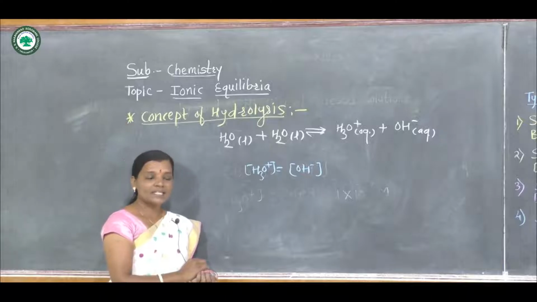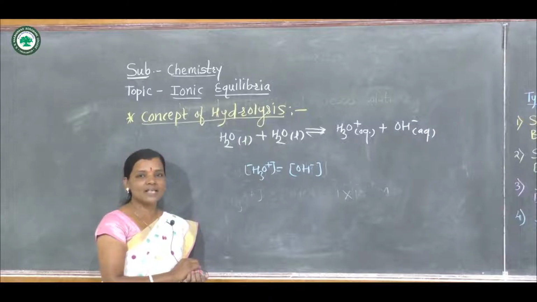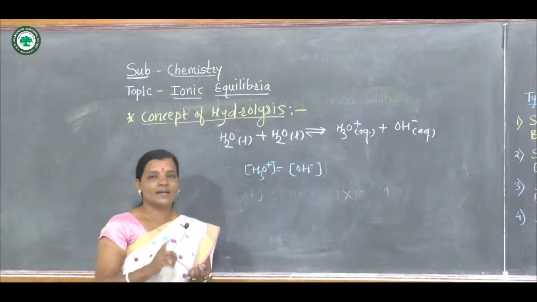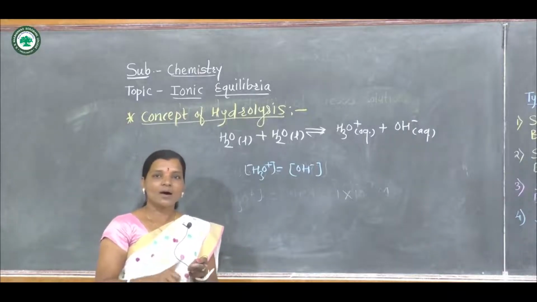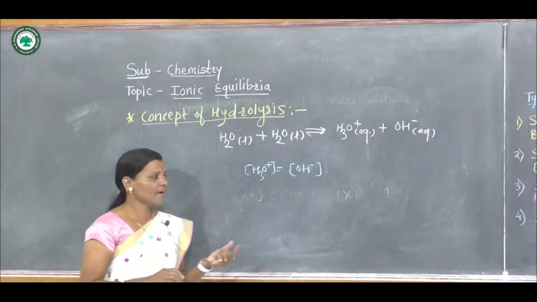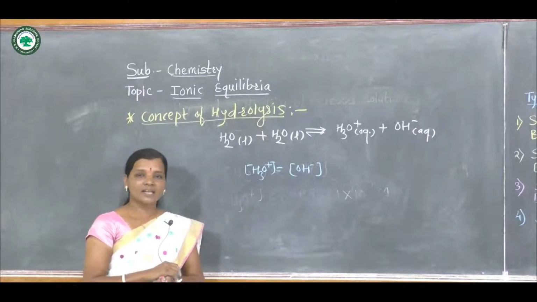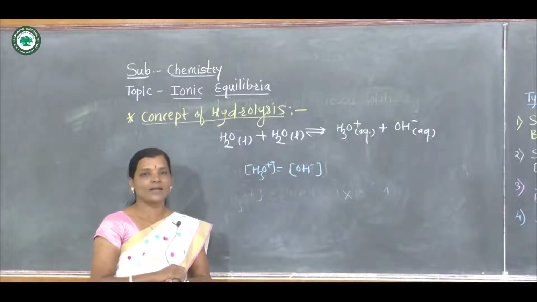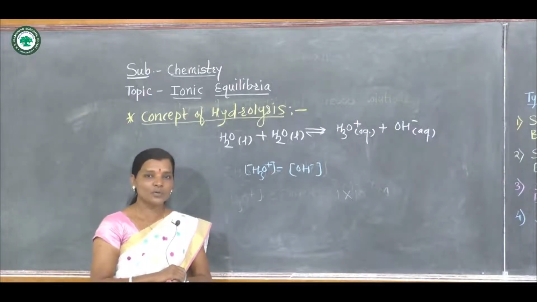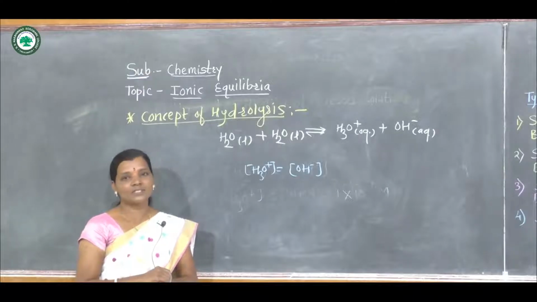Now that is the concept of hydrolysis. What is hydrolysis? Hydrolysis of salt is defined as the reaction in which ions of the salt, which may be cation or anion, or sometimes both the ions, react with ions of water. What is hydrolysis of salt? It is the reaction in which the cation or anion or both the ions react with ions of water to produce acidity, alkalinity, or even sometimes neutrality.